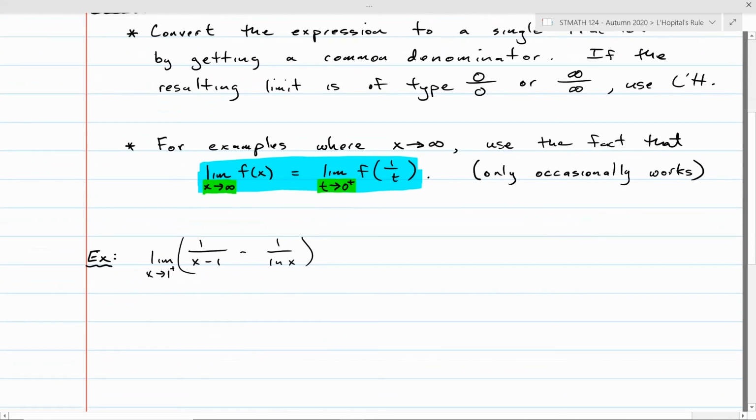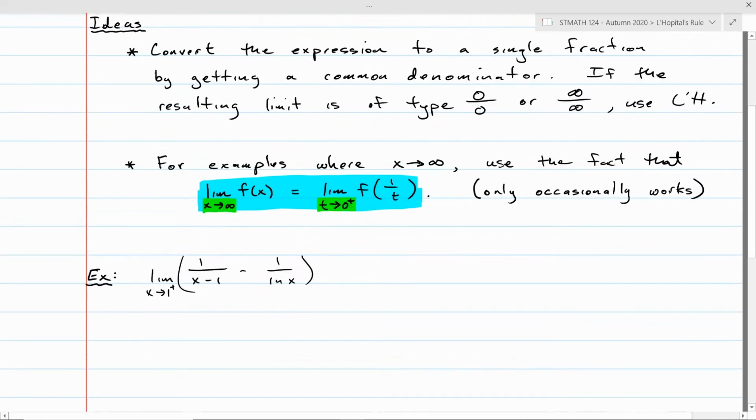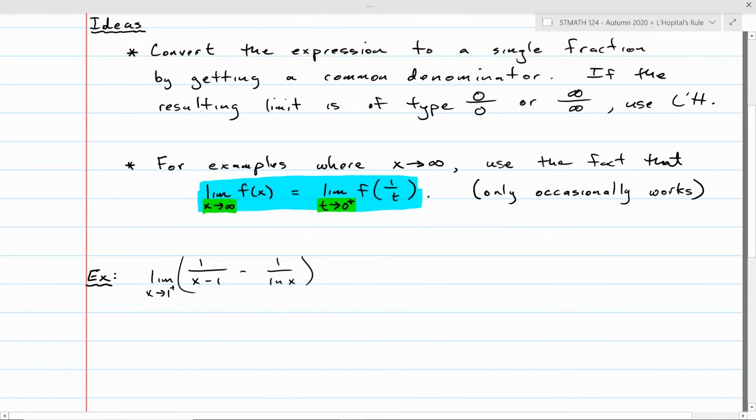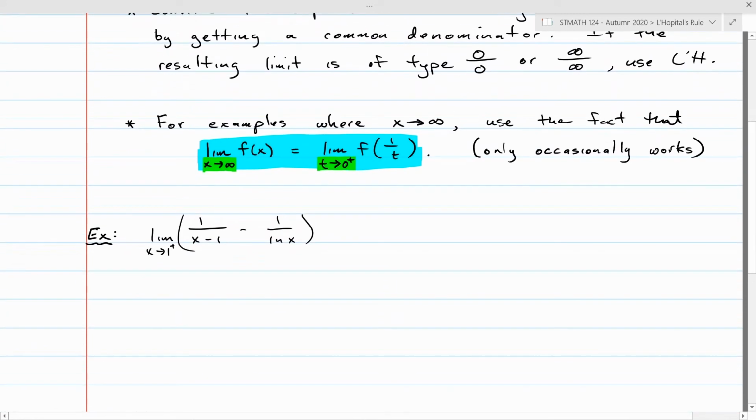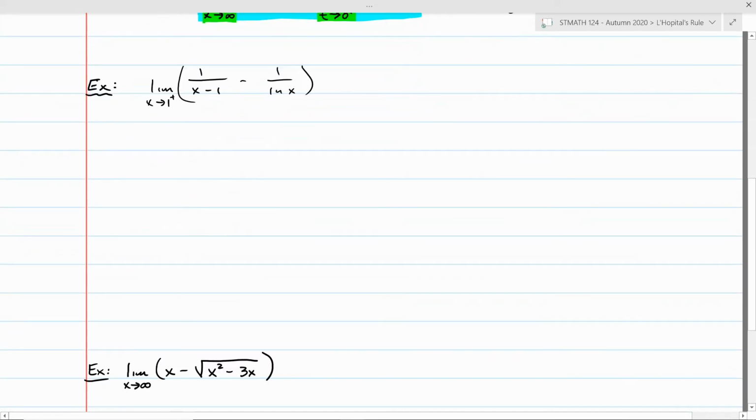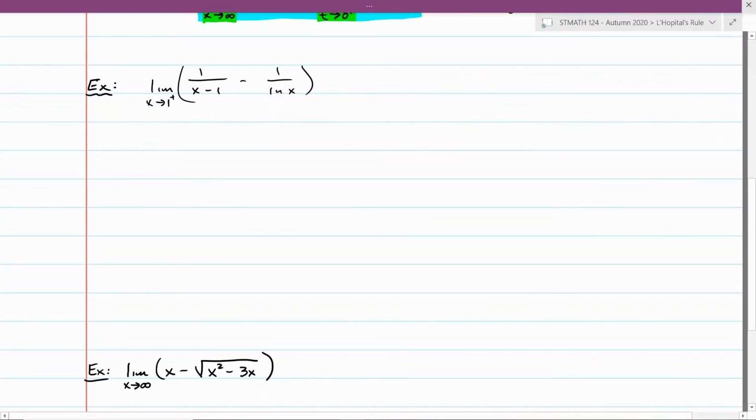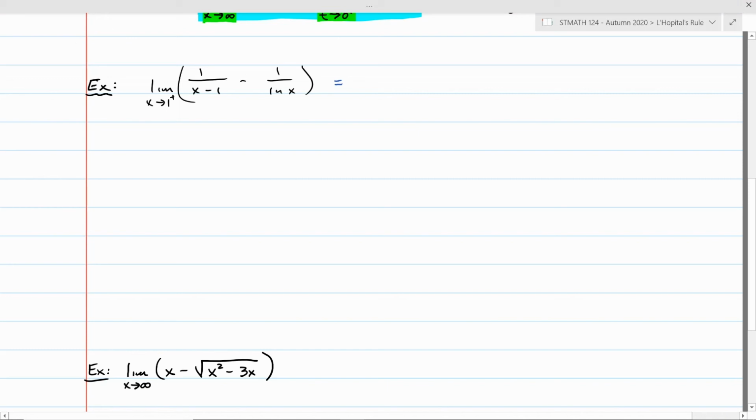Let's just do an example here where we do the first strategy of just getting a common denominator and trying to maybe use L'Hopital's rule after getting a common denominator. So in this first example here, x is going to 1 from the right, and then you've got 1 over x minus 1 minus 1 over natural log of x. So I'm just going to jump right in by trying to get a common denominator here.